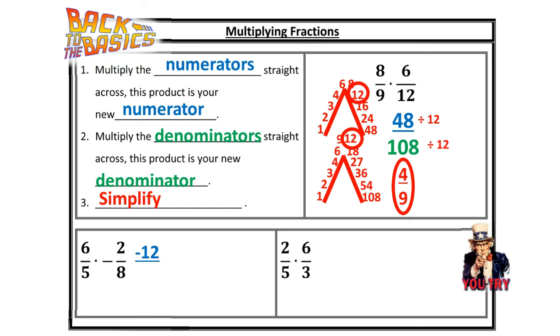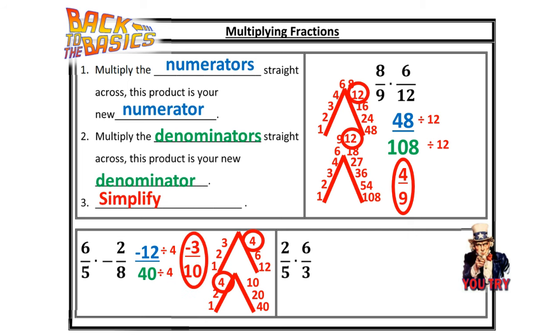6 times -2 is -12. 5 times 8 is 40. That way I also don't put the negative in two different places. I can simplify, so I'm going to find my factors of 12 and my factors of 40. The biggest number in both lists is 4, so I divide top and bottom by 4 to get -3/10. On your own, try multiplying those two fractions together.